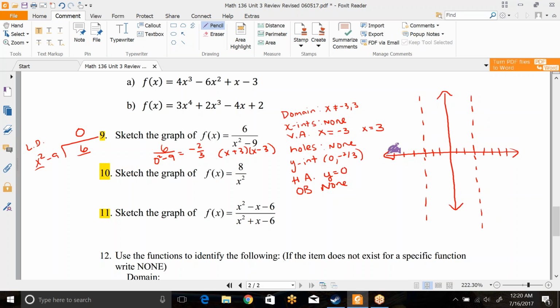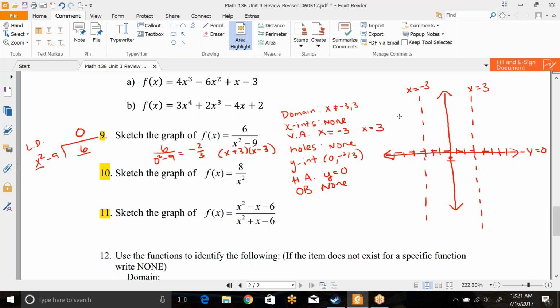I have a horizontal asymptote at the x-axis, which is y = 0, and vertical asymptotes at x = 3 and x = -3. And then I have one point, (0, -2/3), which is my y-intercept. So notice that we have 4 different regions here.